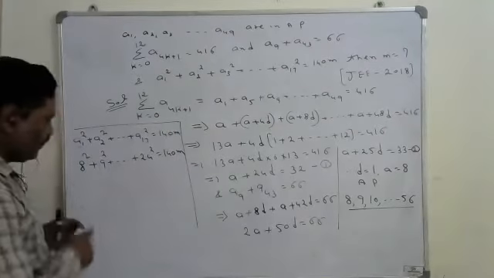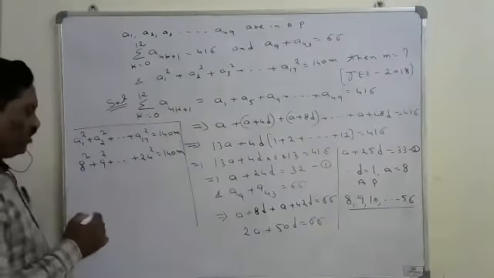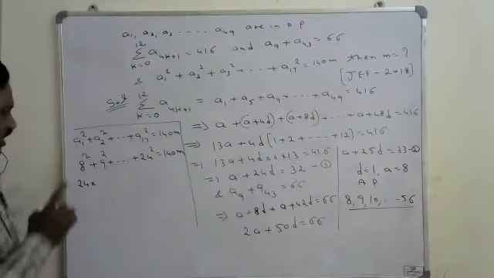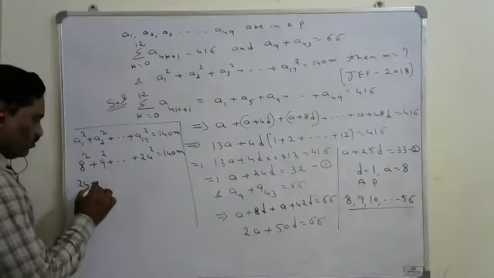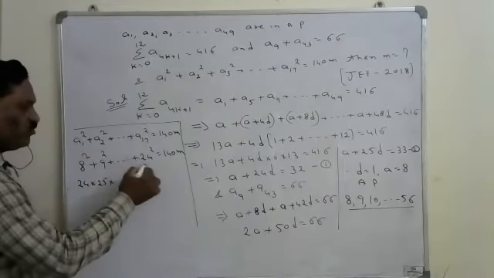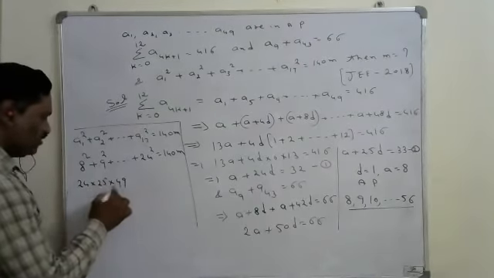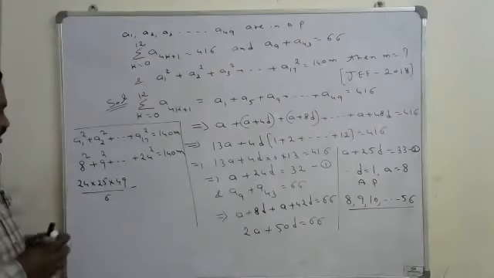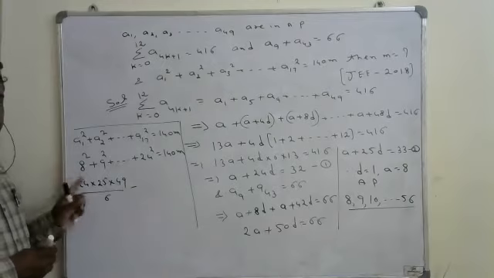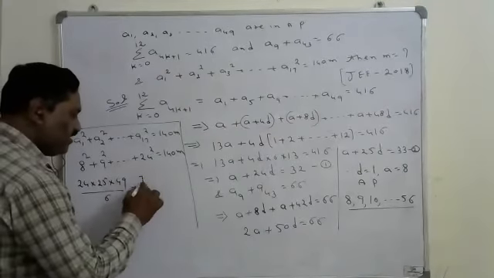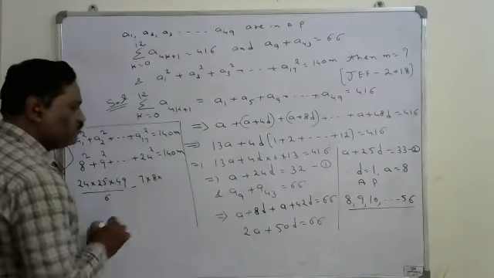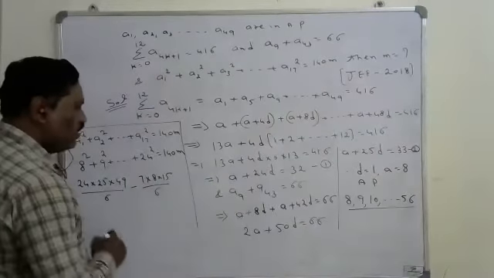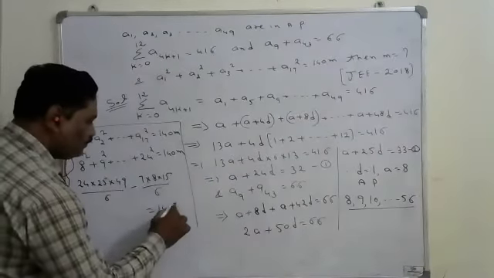The formula for it is n into n plus 1 into 2n plus 1 by 6. So n means 24 into 25 into 2 into 24 plus 1, that is 49, by 6. Then I will subtract the first 7 square terms, where n is 7: 7 into 7 plus 1, that is 8, into 2 into 7 plus 1, that is 15, by 6. That is equal to 140M.